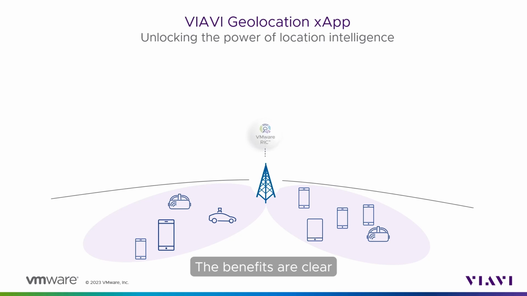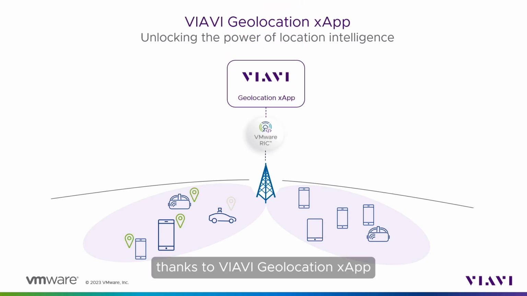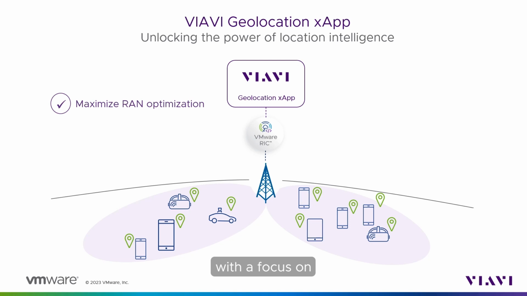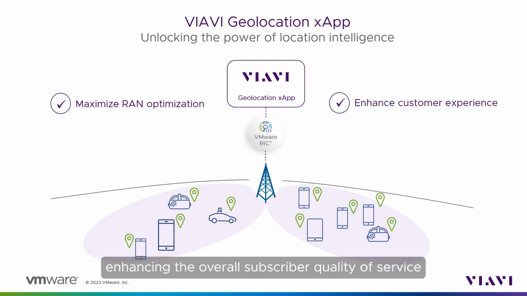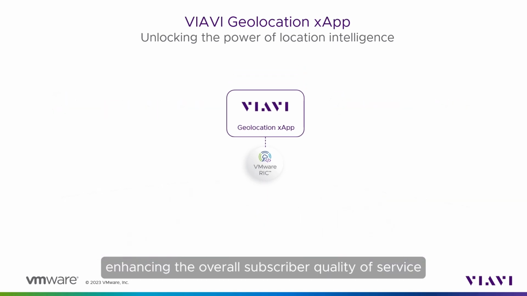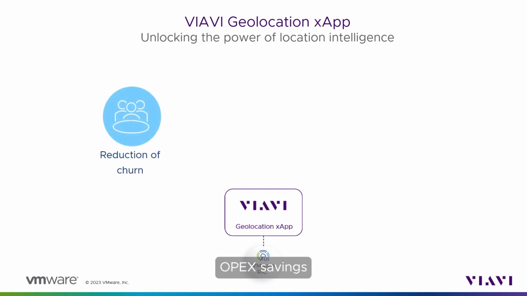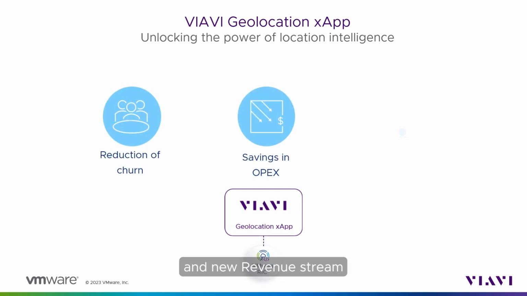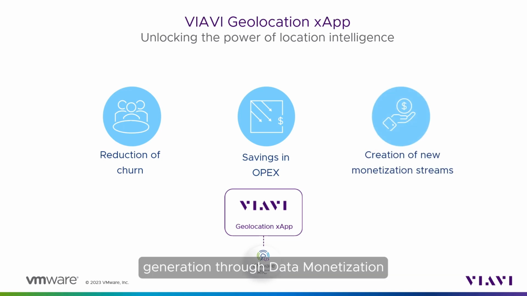The benefits are clear. Thanks to VIAVI Geo Location xApp as a foundational capability supported by the VMware Distributed RIC, CSPs can maximize RAN optimization with a focus on enhancing the overall subscriber quality of service, leading to reduction in churn, OpEx savings by enablement of automation use cases, and new revenue stream generation through data monetization.